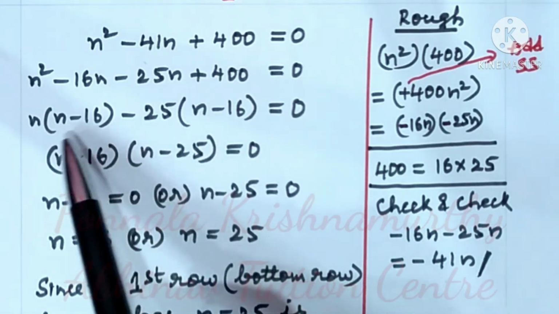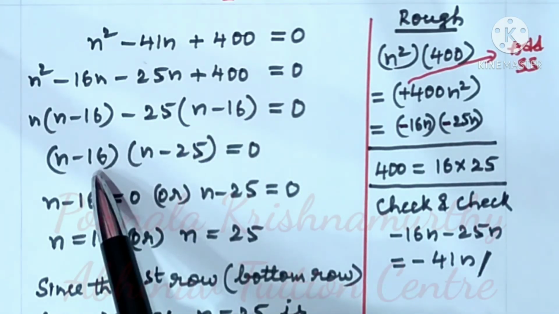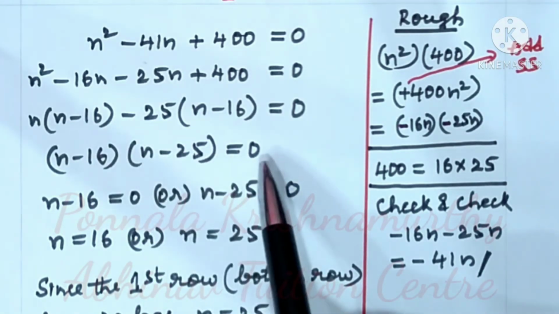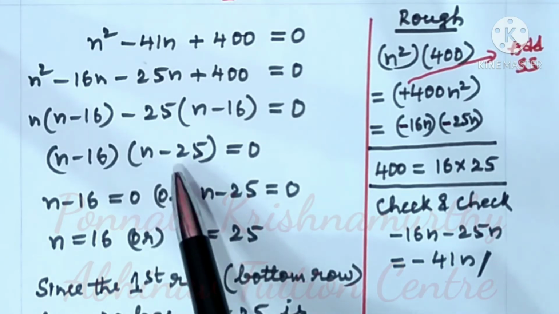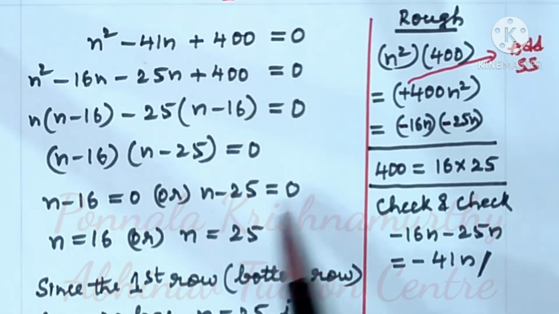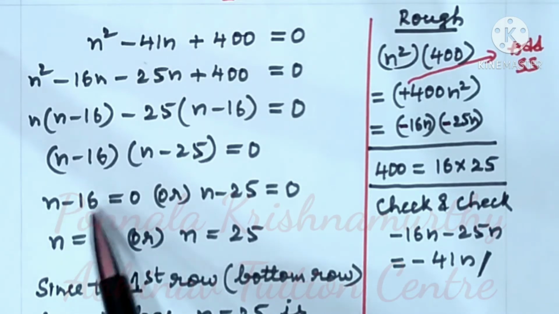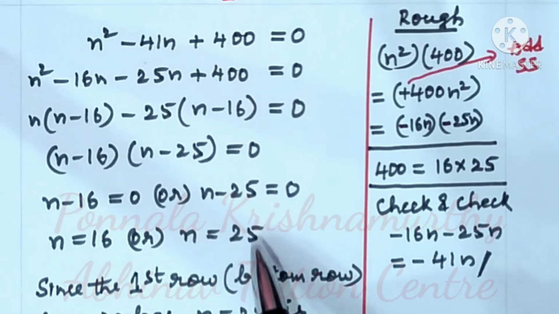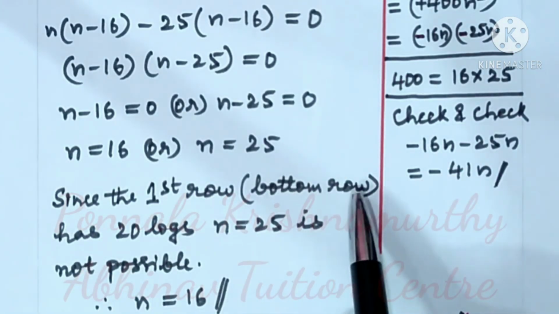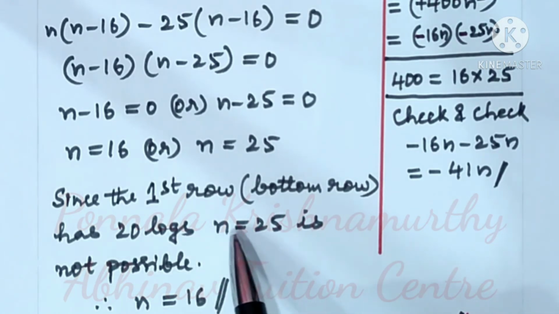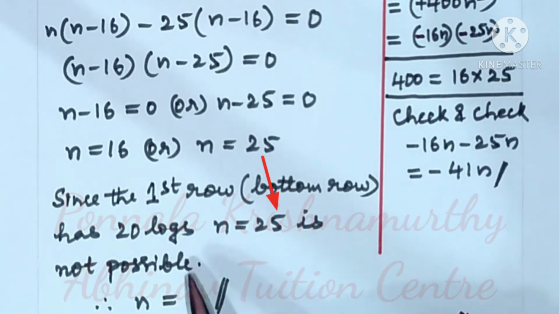From these two, n minus 16 is common. So (n minus 16) into (n minus 25) is equal to 0. Either n minus 16 is equal to 0 or n minus 25 is equal to 0. Now n is equal to 16, minus 16 comes to the right hand side and becomes plus 16, or n is equal to 25, this minus 25 comes to the right hand side and becomes plus 25. Since the first row, that is the bottom row, has 20 logs, n is equal to 25 is not possible, so we have to take n is equal to 16.